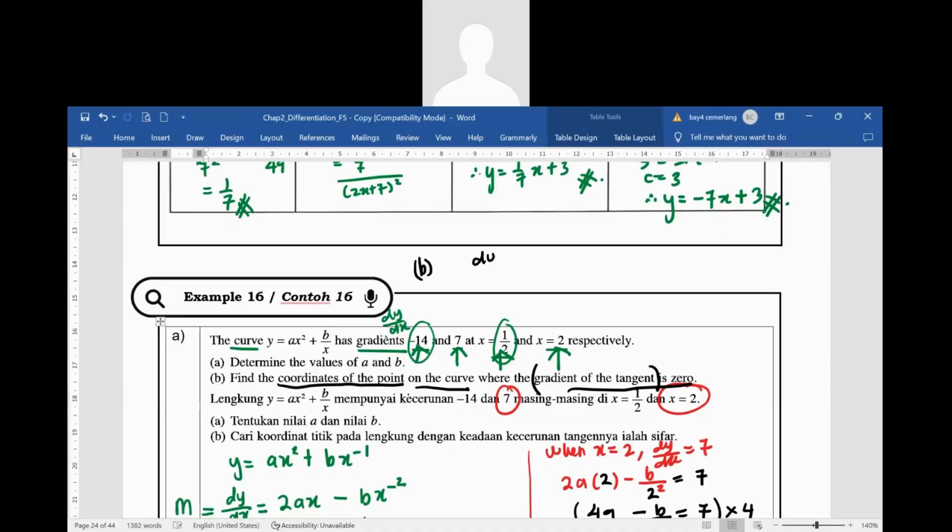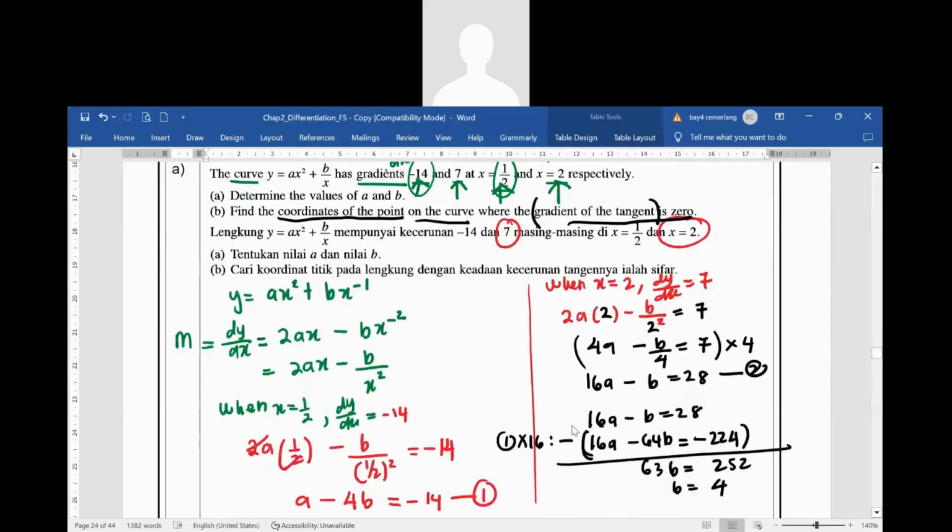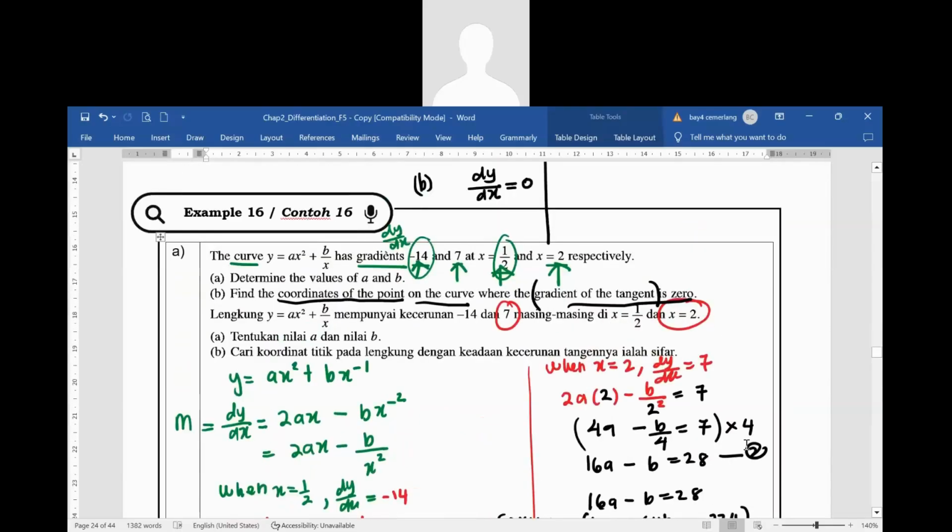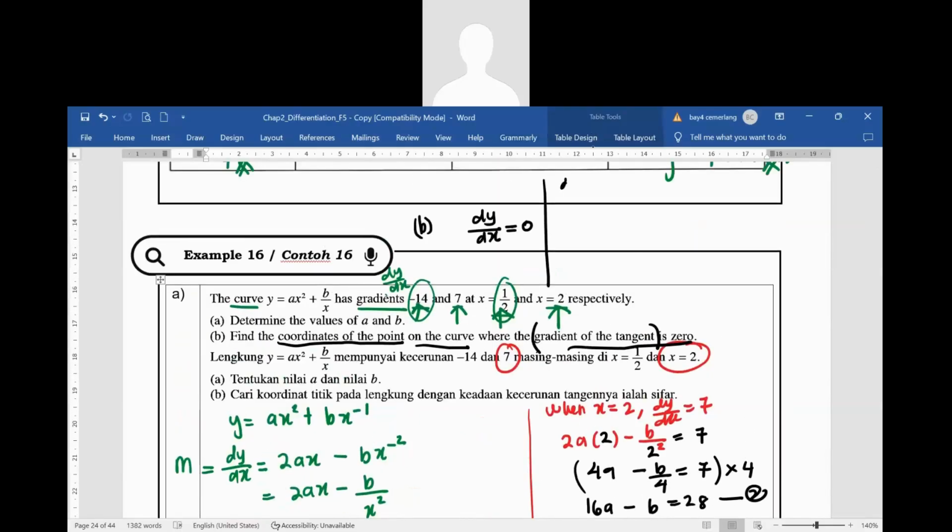Gradient of tangent is what? dy dx is 0. What is the tangent lah? What is the coordinate lah? So, okay, right. Tadi kita dah tentukan nilai A dan B kan? Okay, now let us complete our dy dx. dy dx initially it was 2ax minus b over x square.